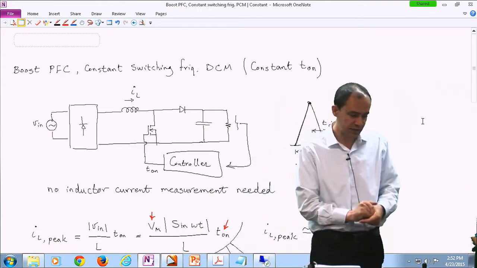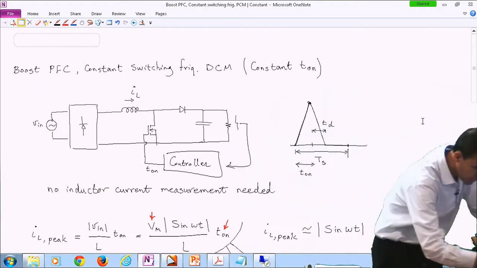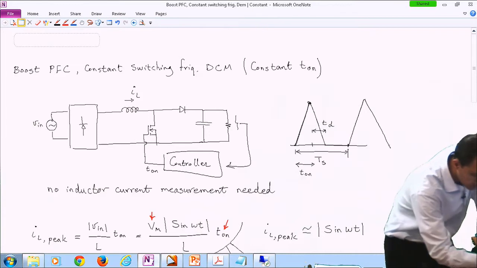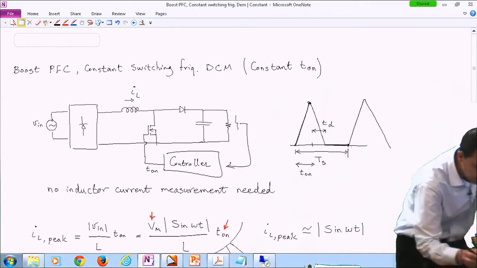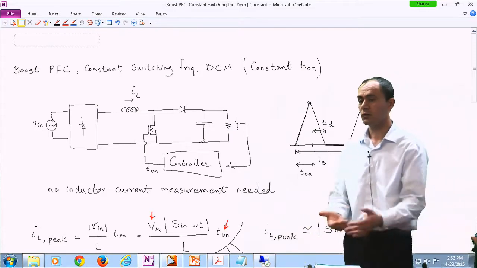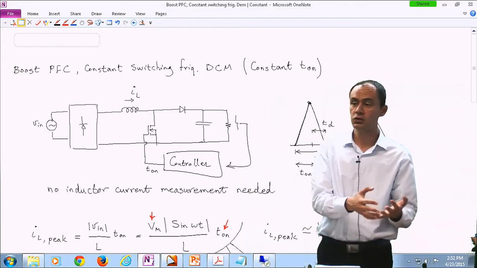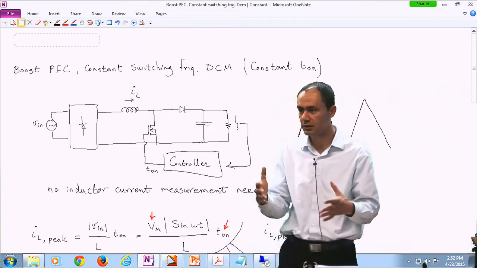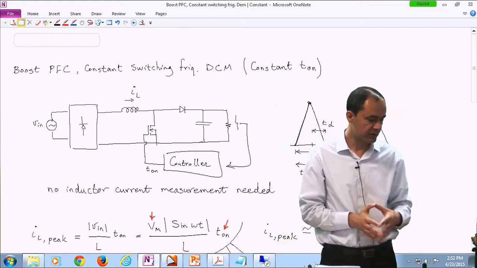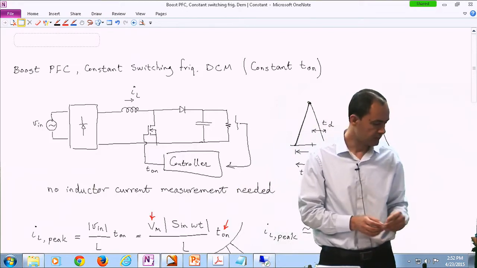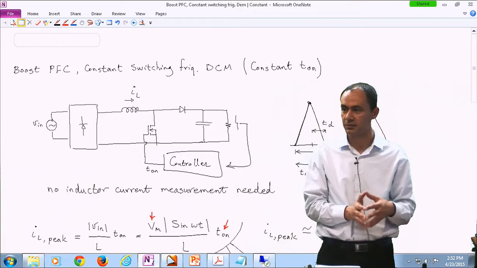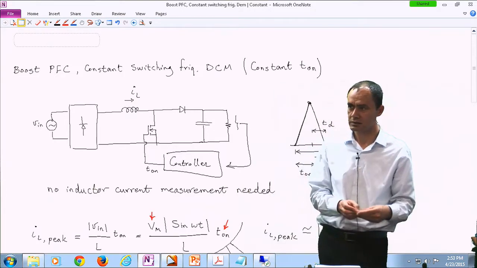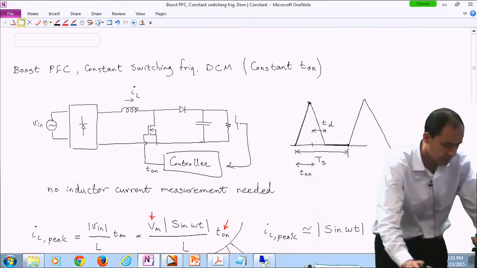Although there are disadvantages associated with this, and those are the disadvantages that are always associated with DCM. For a portion of time, there is no current. For a portion of time, we are not actually using the source. You're using the source only during T on. Beyond that, the source is not being used, so you are not effectively using the source. Therefore, if you want to deliver a certain amount of power to your load, the RMS value of the current is high. What do I mean by that?